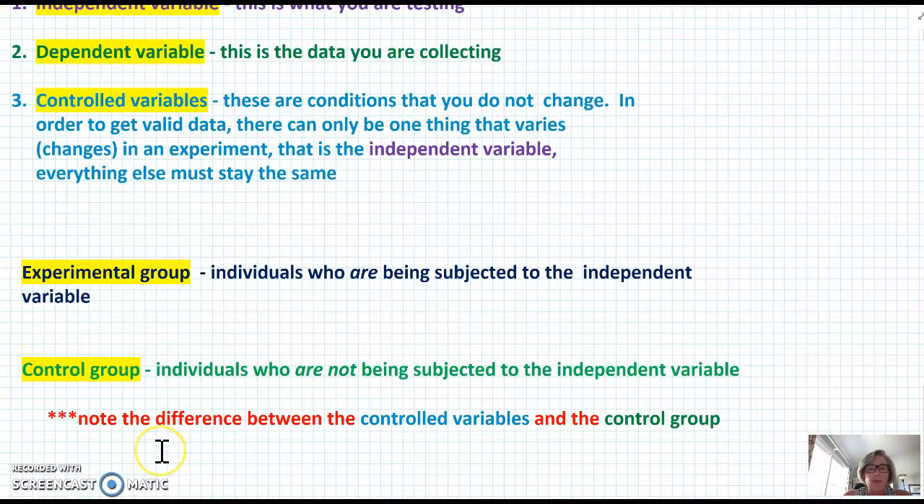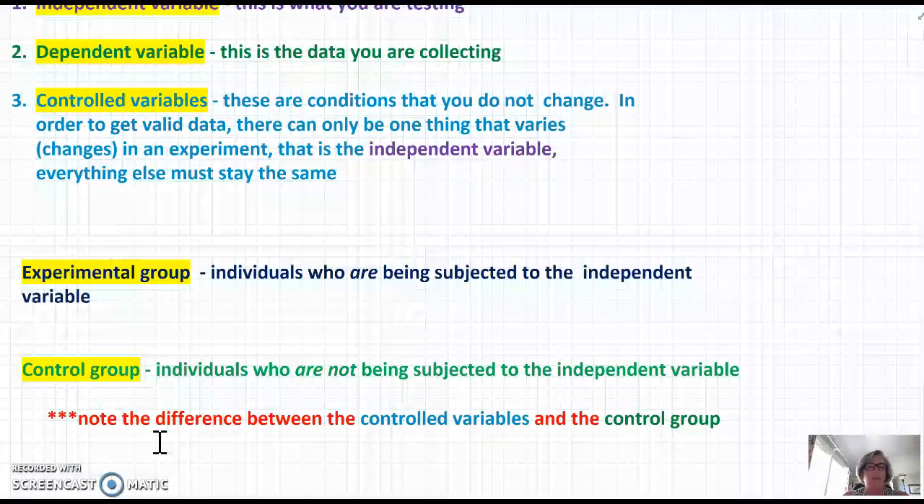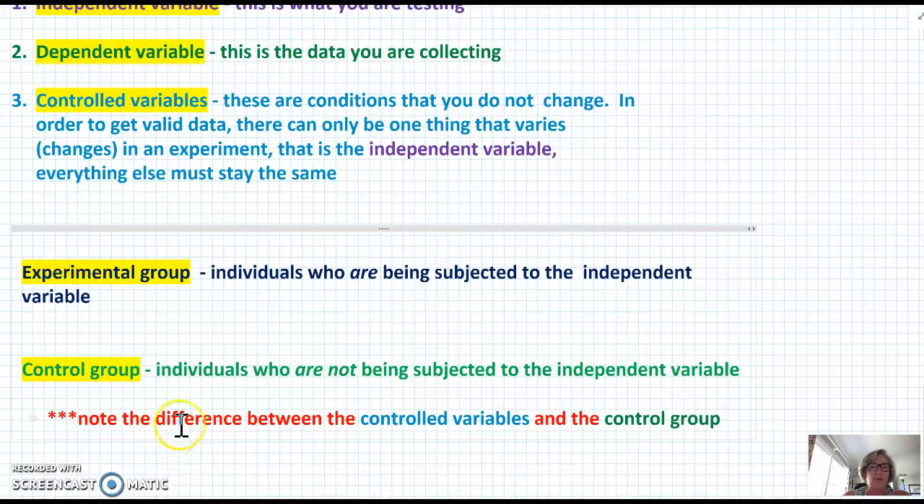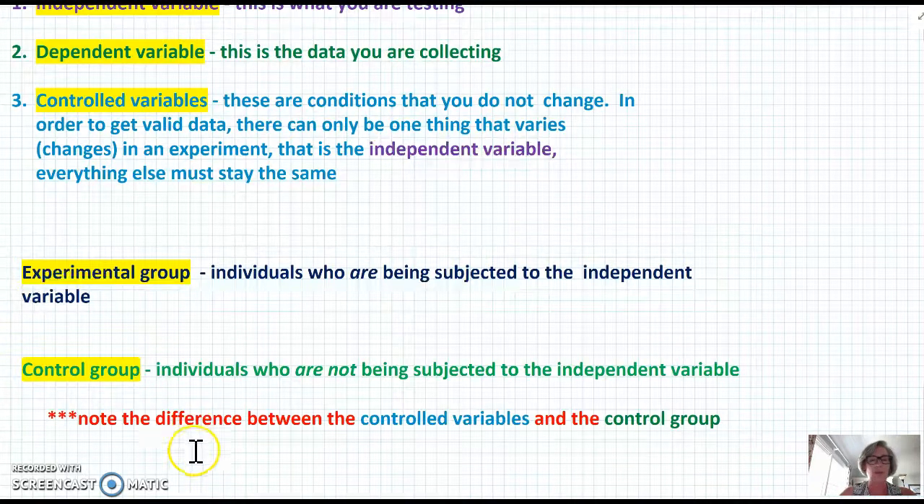You must be able to know the difference between a controlled variable and a control group. Controlled variables are things that do not change in your experiment. The control group is a group that is not exposed to your independent variable. So you should have the definitions of all of these variables and the definition of a good hypothesis in your notes. And in class tomorrow, we will cover some examples of scientific method.